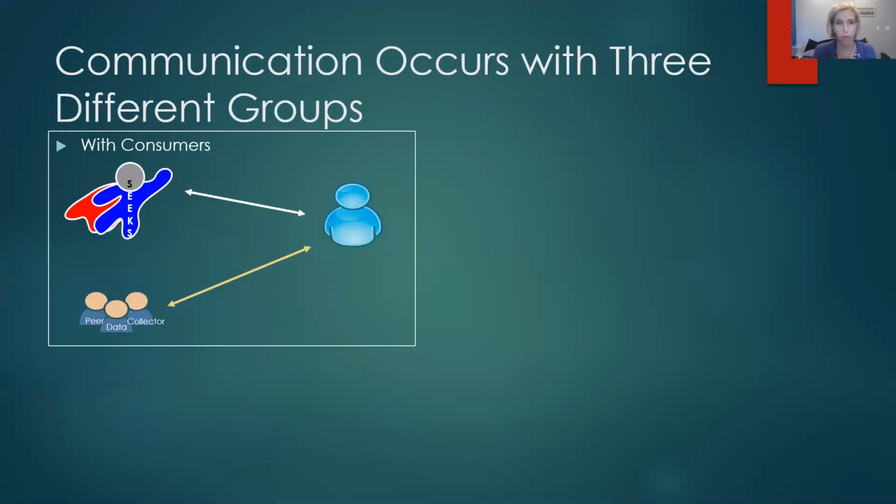You'll remember from the enrollment training some of these icons, I believe, but the consumer is the little blue person. So the consumer will communicate with you guys, and also the peer data collectors. Anytime there's communication with you, the arrows are white. Anytime it's the peer data collectors, the arrows are yellow.